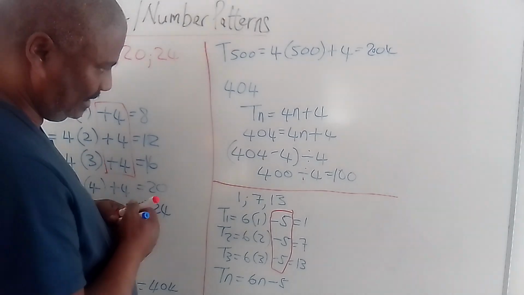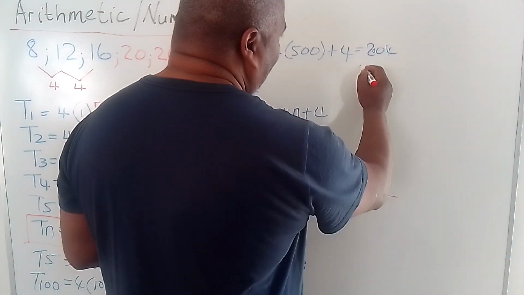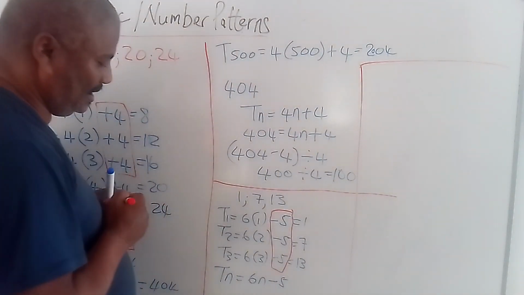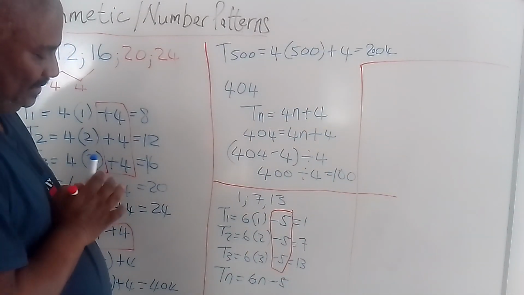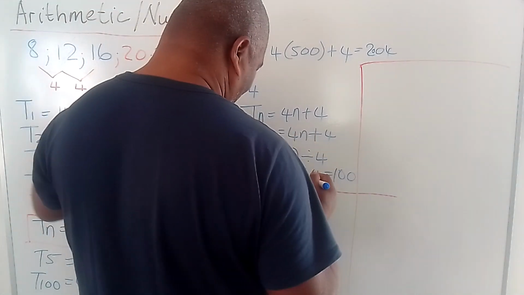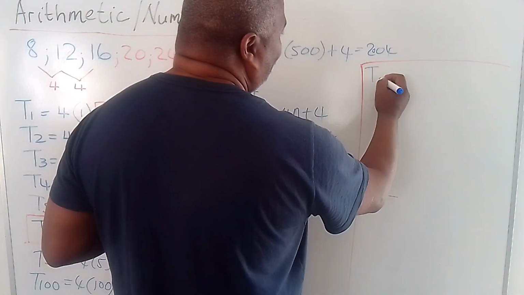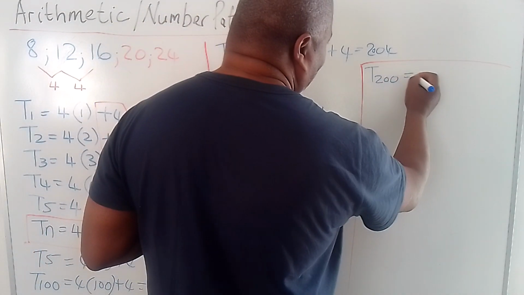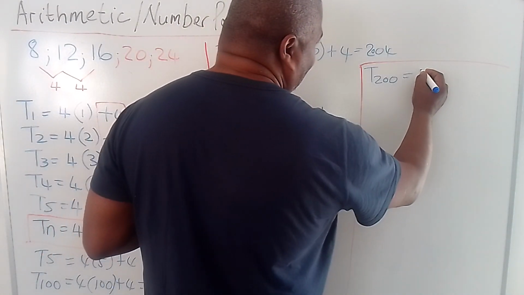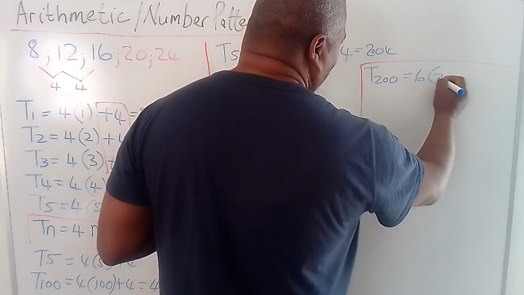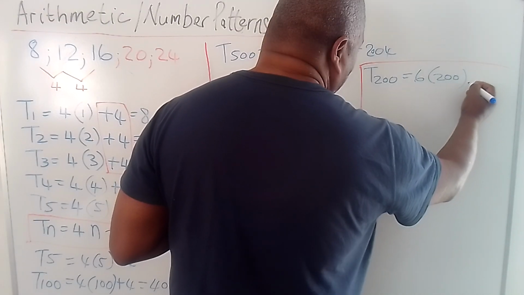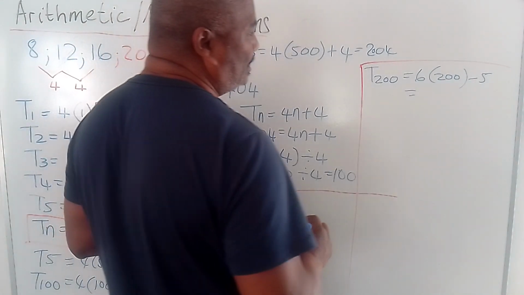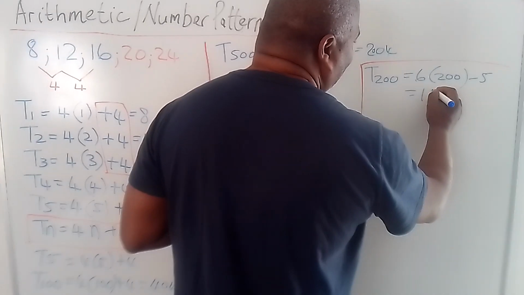So we can do it. Let's do the 200th term. T200 is equal to 6 times 200 minus 5, which gives me 1,200 minus 5, 1,195.